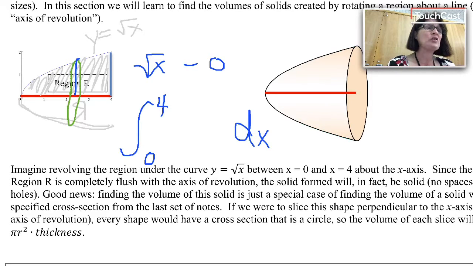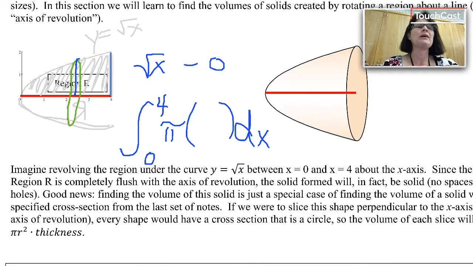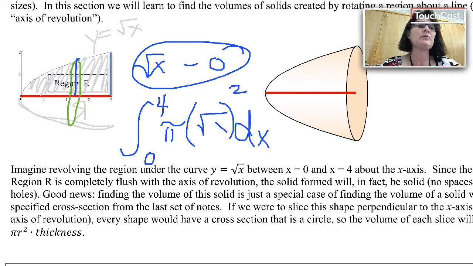This is going to be pi r squared, the area of a circle in this case. So pi, what am I going to use for r? I'm going to use this expression I wrote here. I'm just going to simplify it to radical x. But if you put radical x minus 0, you still get it, right? Okay, so now I have an integral that I can use to evaluate the volume of that solid.